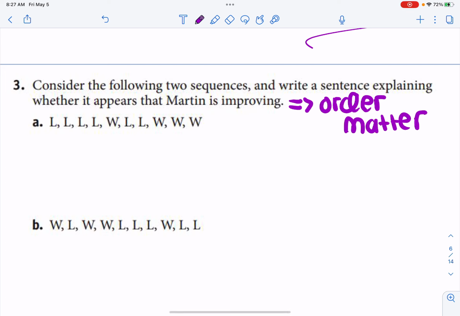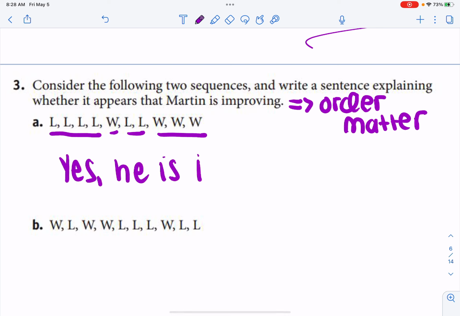So we're just kind of observing what we have. In part A, there's 4 losses, 1 win, 2 losses, and then 3 wins. So if we are looking at, is Martin improving? Well, he started off with 4 losses, and then he ended with 3 wins. So I would say since he had 3 wins in a row, it appears that, yes, he is improving. We kind of want to see wins towards the end.